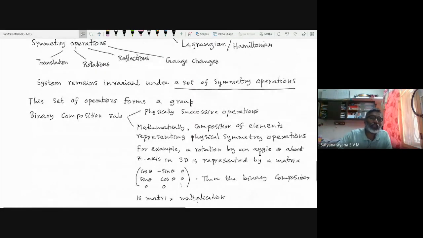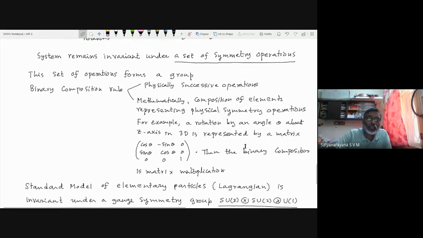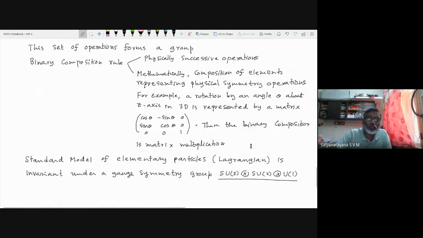Okay, so this is roughly. I think I cannot state the importance of group theory any better than this, and I am sure you understand how important these ideas and the techniques are.